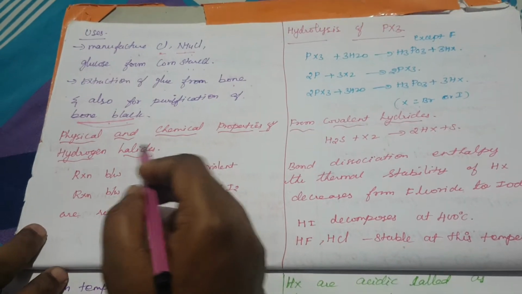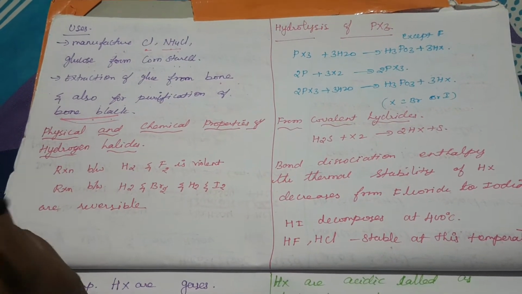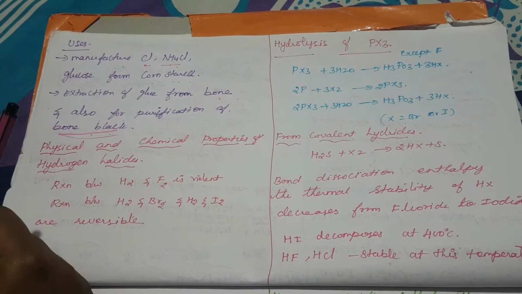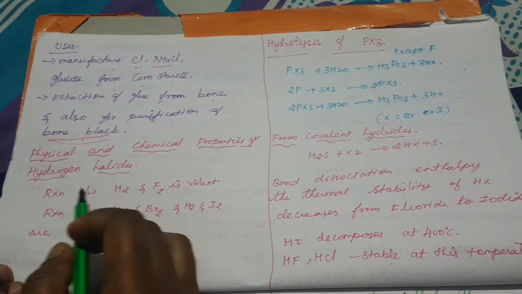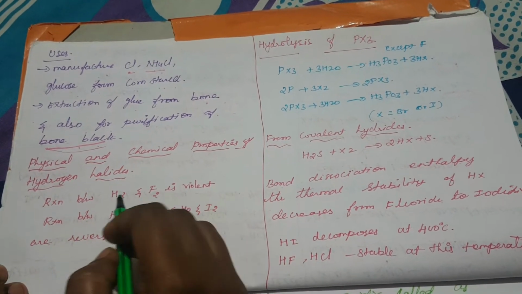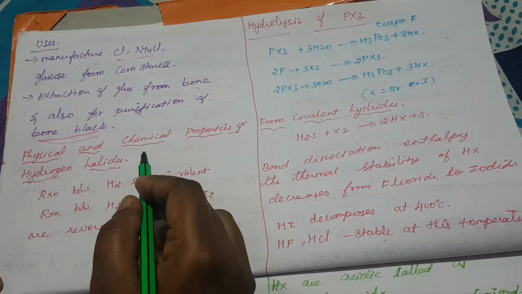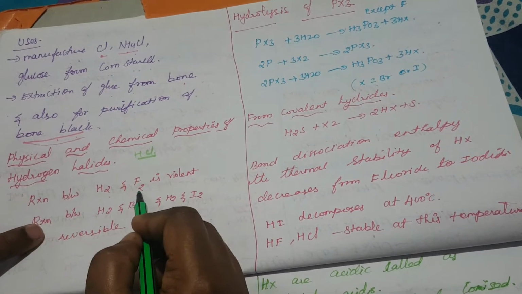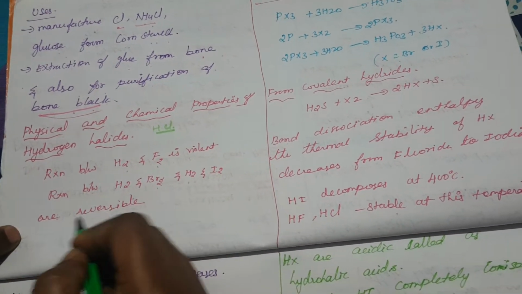Another topic is the physical and chemical properties of hydrogen halides. The reaction between hydrogen and fluorine is violent, and the reactions of hydrogen with bromine and with iodine are reversible.